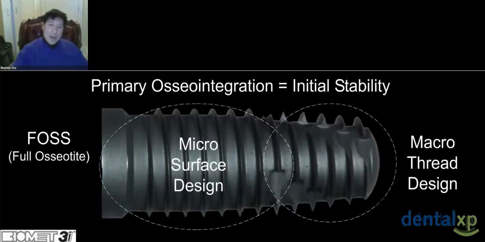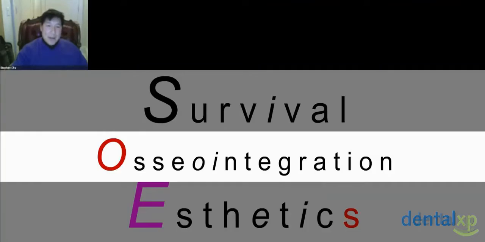Again, the surface is really secondary to the macro geometry and thread design of the implant, especially when you're considering immediate implants. So we know that survival with immediate anterior implants is very high. It's about 97%, and the walk-away message should be that it's at least equivalent to delayed.